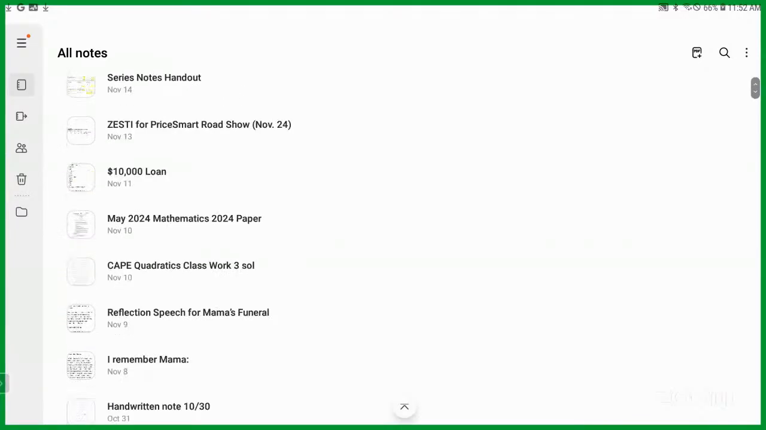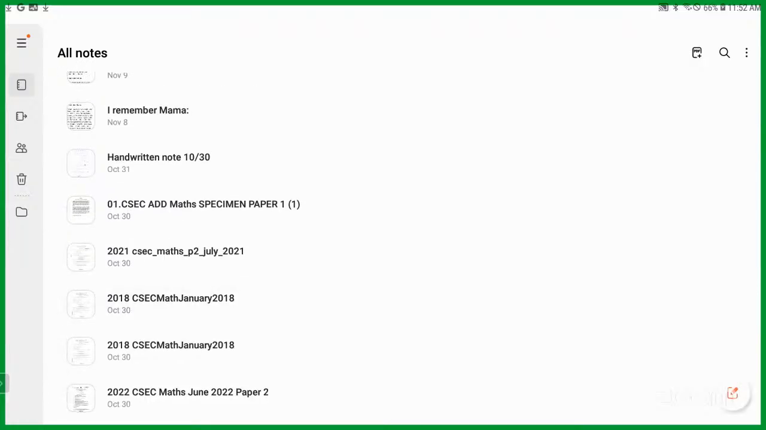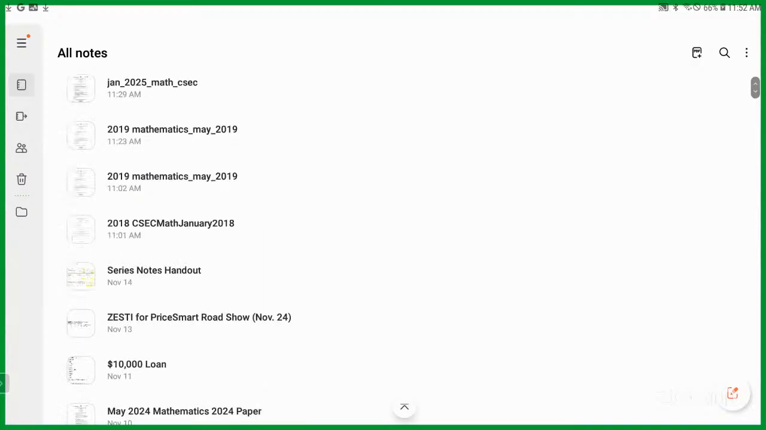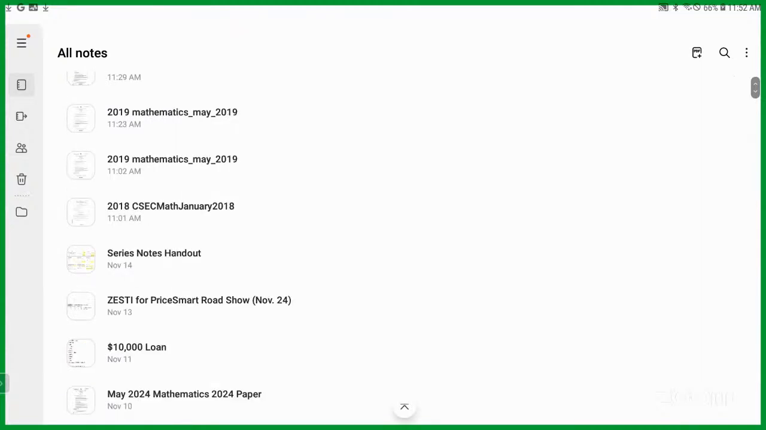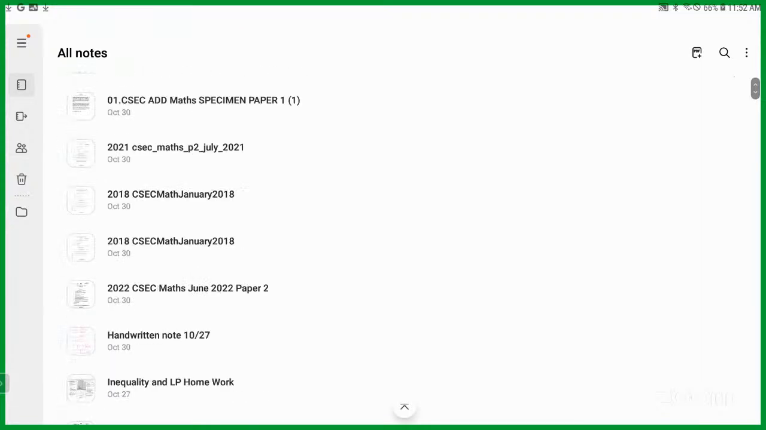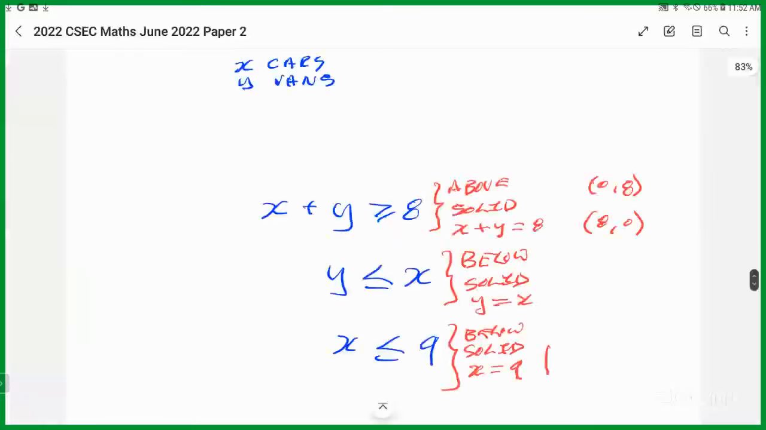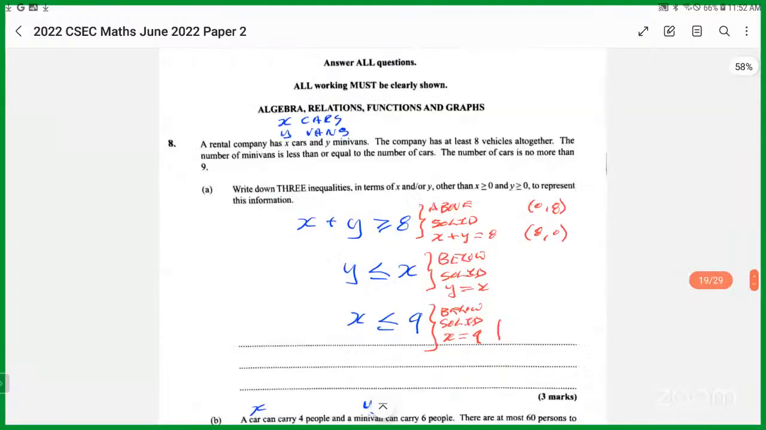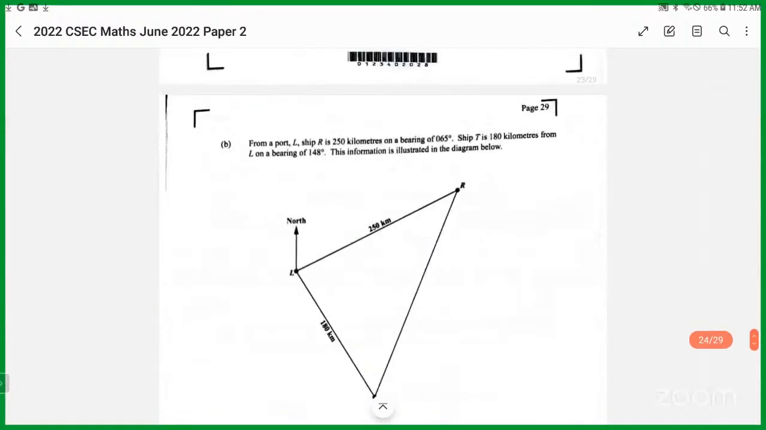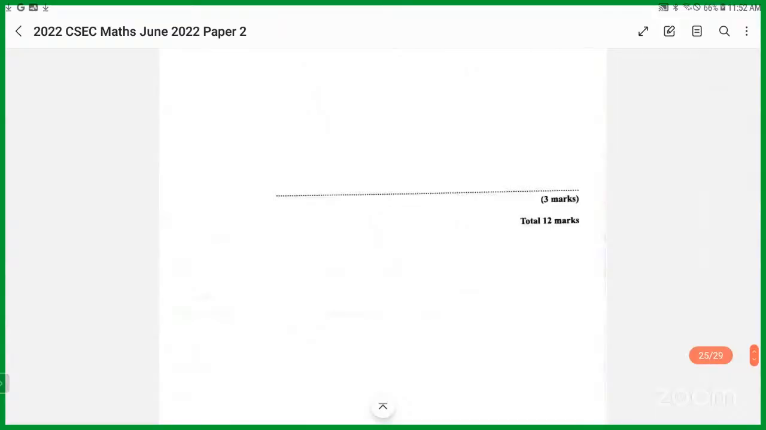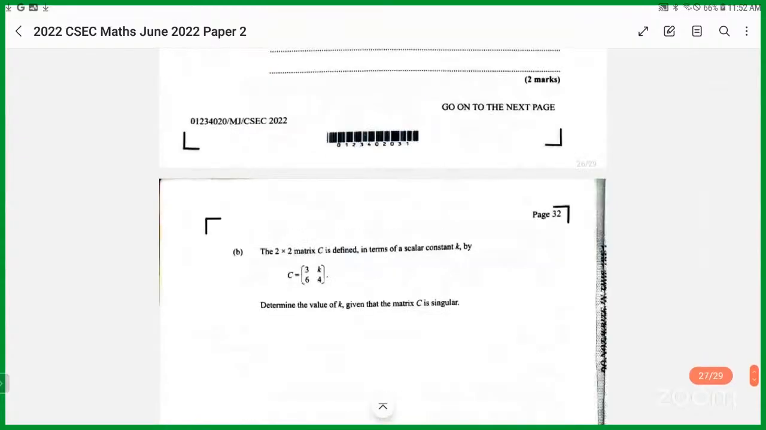I think it's because the paper is available there. January 2018, that's what we just did. Yeah, let's do January 2018. Let's try this 2022. It's just revision and practice, guys. Again, this is a transformation. So one of these is transformation. This part is matrices though.